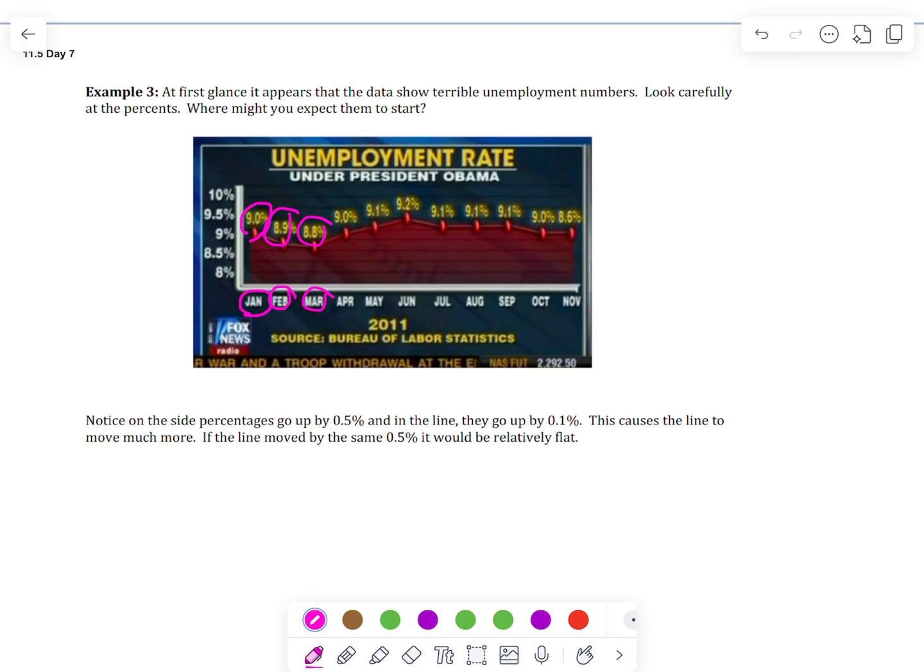And we want to figure out why this might be misleading. Notice on the side the percentages go up by 0.5%. So 8%, 8.5, 9, 9.5, and 10. And then on the line graph, they go up by 0.1%. This causes the line to move much more. If the line moved by the same percentage, 0.5%, it would look relatively flat.